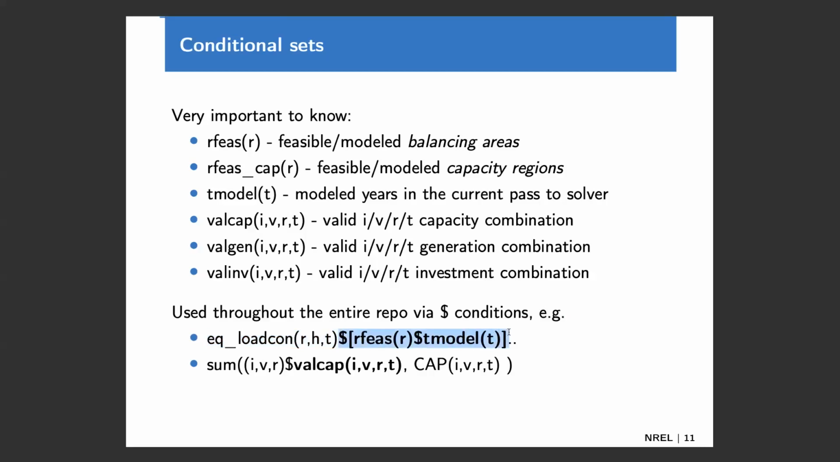In the same way, we sum over certain variables. Here in GAMS, I'll sum over the technology, the vintage, and the region indices only if it's a val cap combination. Here I'm using capacity, so I sum over all these different indices only if val cap is included. There's a lot of power to this, so I can express every single variable as cap IVRT, but there are all sorts of caveats to it too.